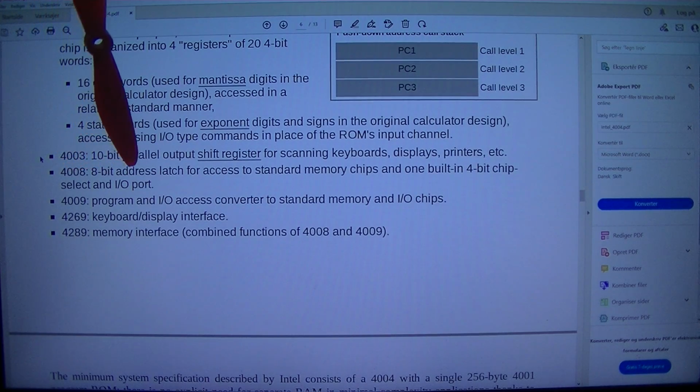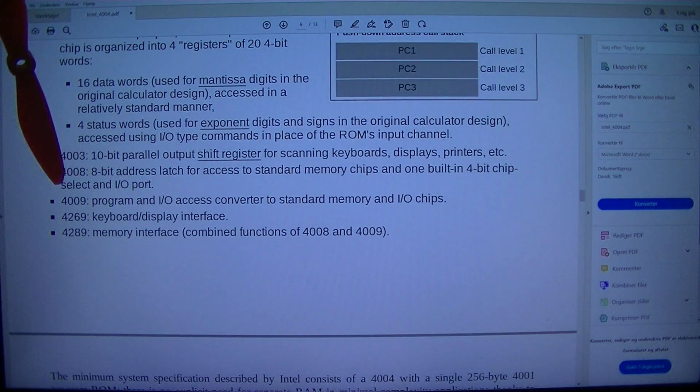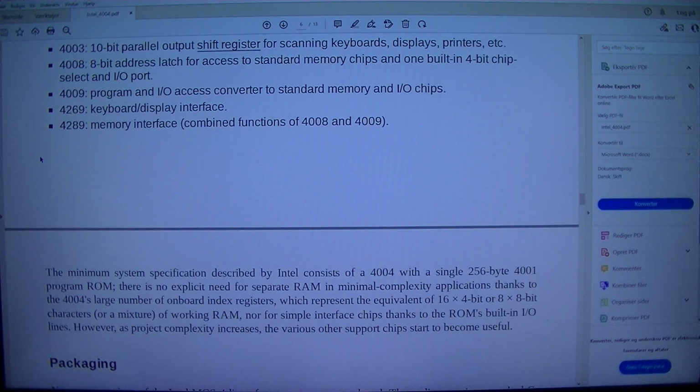Printers, etc. 4008, 8-bit address latch for access to standard memory chips and one built-in 4-bit chip select and I/O port. 4009, program and I/O access converter to standard memory and I/O chips. 4269, keyboard/display interface. 4289, memory interface, combined functions of 4008 and 4009.